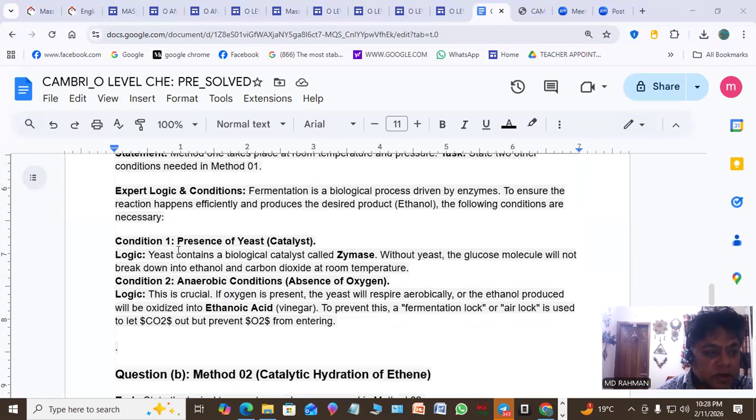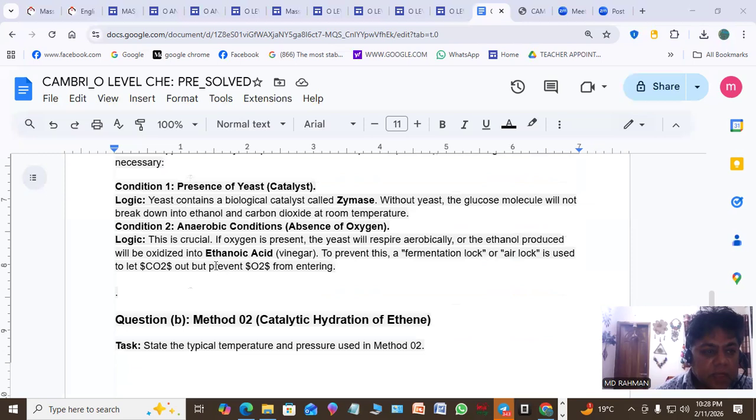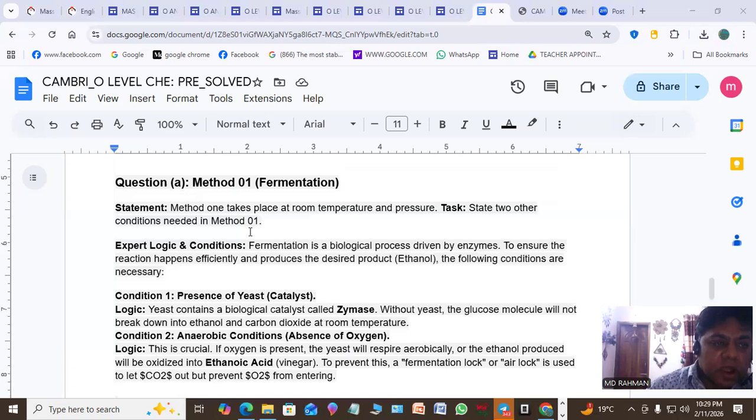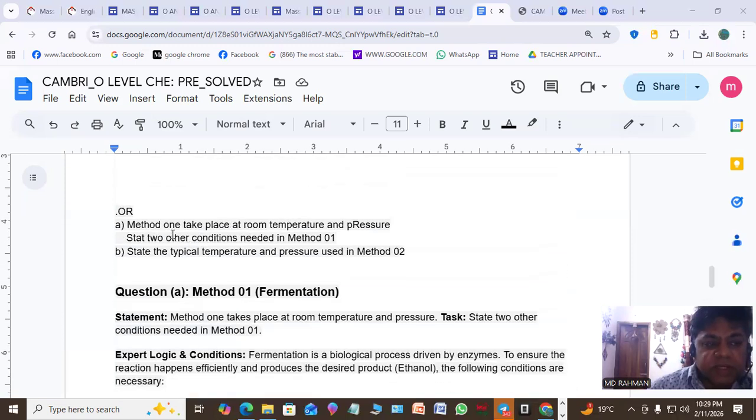Here you can see the presence of yeast, the catalyst, which is not mentioned in the question, and then anaerobic condition, absence of oxygen. Absence of oxygen is also defined as anaerobic condition, that is lack of oxygen. So these two parameters are not mentioned in the question. That is method 1. What the question is asking you: method 1 takes place at room temperature and pressure. State two other conditions needed in method 1.